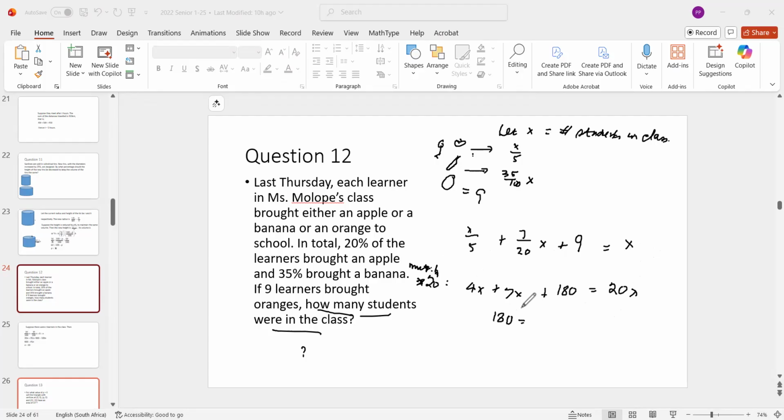Bring all the x's to one side. 20x minus 11x is 9x. Oh, that's a nice answer. 9x is 180, so x must be 20. This is equal to the number of learners in the class, pupils.